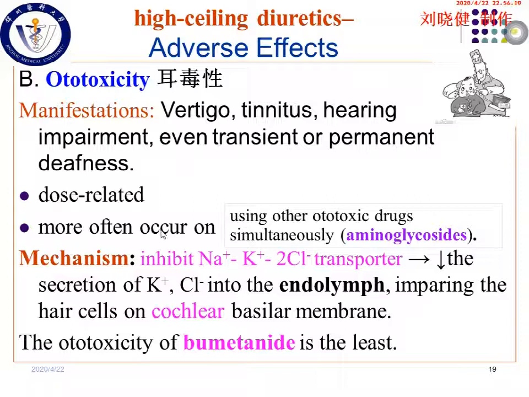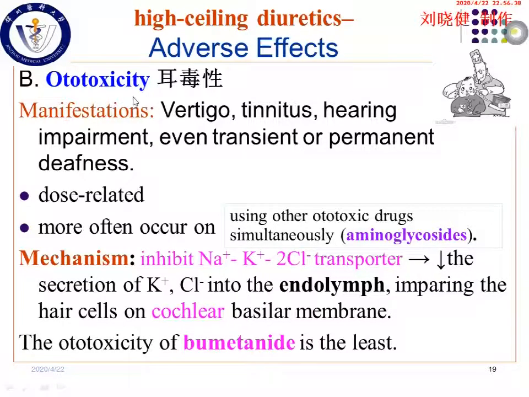aminoglycosides, like streptomycin. Maybe you know gentamicin. These are aminoglycosides. You will study these antibiotics. This drug also has ototoxicity. When they are used simultaneously, this toxic result will show more often.